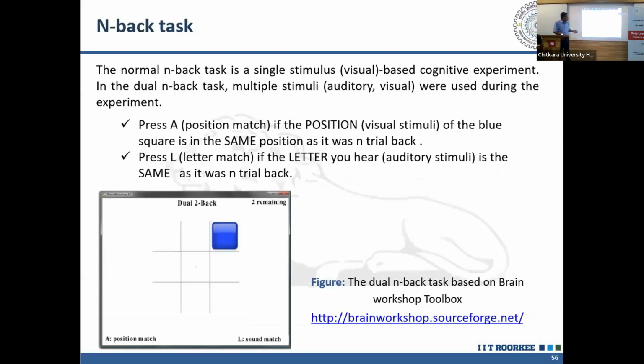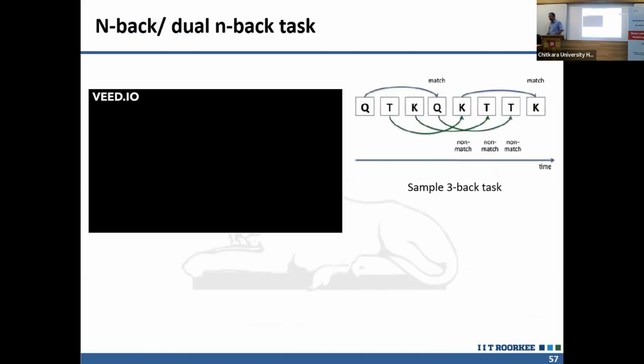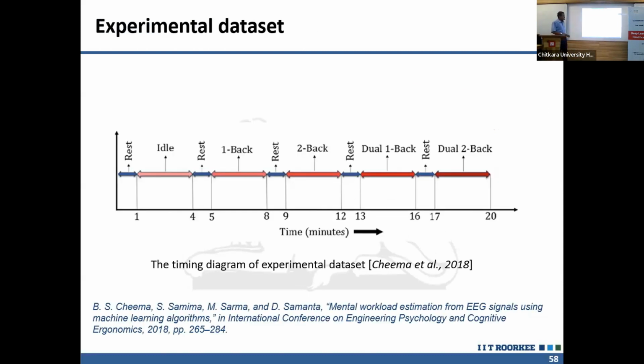So some other work, like for example, you will see some A is coming, or B, or where the symbol is, whether it is on the right side or left side. Two or 3 tasks will appear simultaneously. So it's called 2 back, dual 2 back, or dual 1 back experiments.